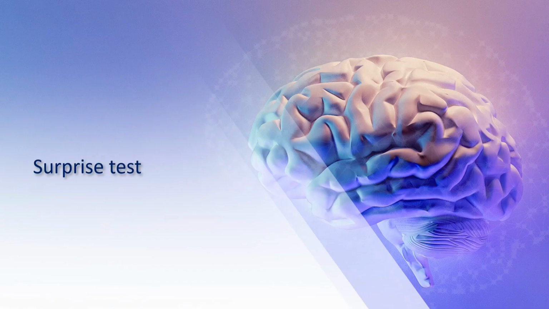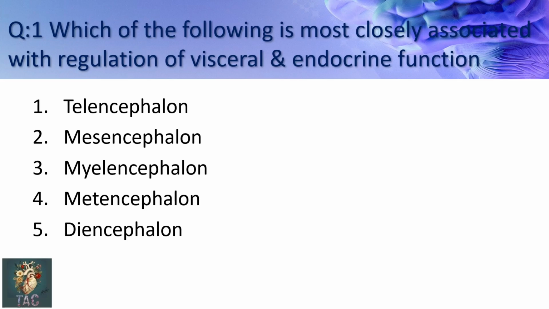So students, here is a surprise test for you. Which of the following is most closely associated with regulation of the visceral and the endocrine function? So remember, these are visceral function and endocrine functions collectively. It may be telencephalon, mesencephalon, myelencephalon, metencephalon, or the diencephalon. So answers are given at the end of the lecture.